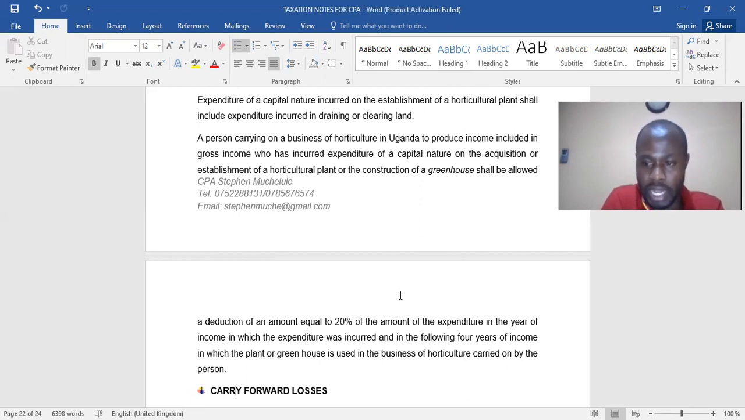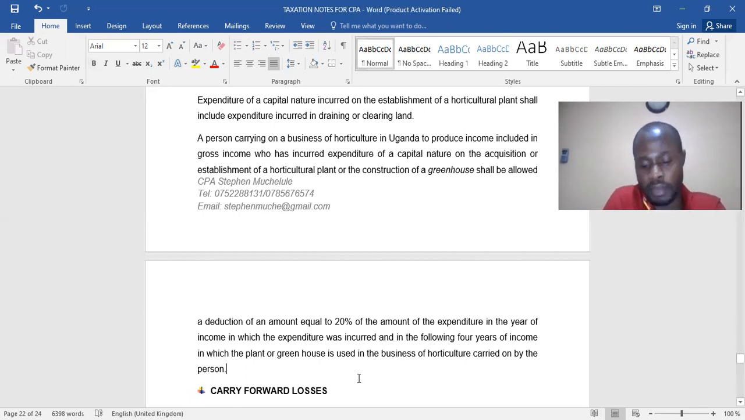So horticulture allowance, take it that it is depreciated at 20% on a straight line basis. Not reducing balance, straight line basis. I hope you are familiar with the reducing balance and straight line basis. Yes, they're okay. Is the industrial building depreciated on a straight line or reducing balance? On cost, on straight line. Straight line, correct.